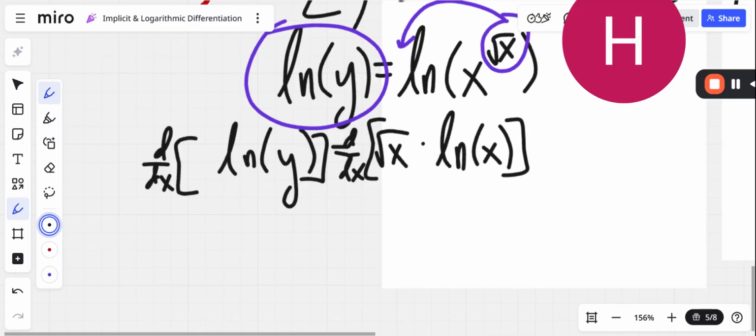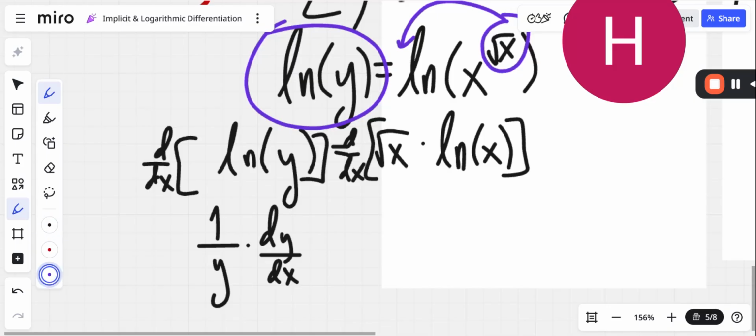And so we're going to take a derivative as if y is just an x, like we normally do. 1 over y. But then we have to slap a dy dx on it. And this is really what we're after, this dy dx. That's the goal of the problem, to find dy dx.